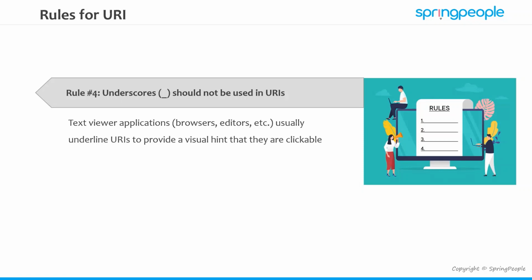Rule 4: underscores should not be used in URIs. Have you seen any website where an underscore is used in the URI? This is rule number 4. Text in your application, browser, etc. is usually underlined to provide a visual hint that it is clickable.